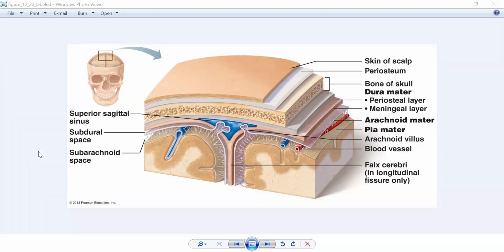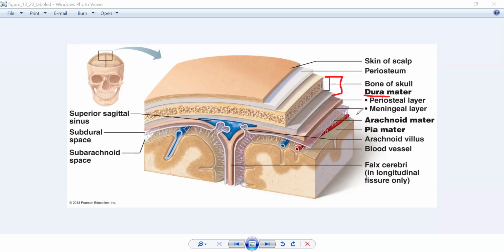Okay, I'm going to pick up where we left off. We left off on the coverings around the brain. They're called meningeal layers, and we're in chapter 12. Starting from the outermost layer, it's dura mater. Dura in Latin means very tough. So dura mater is the outermost layer.